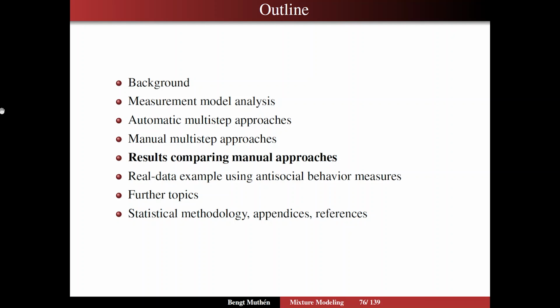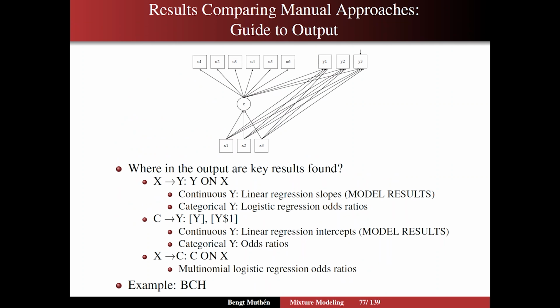The outline on slide 76 shows that we are now ready to compare results using the manual approaches. Let's remind ourselves about the model that we're considering. We have the latent class indicators, the distal outcomes, and the covariates. And one key question is, where in the Mplus output do we find the various results?